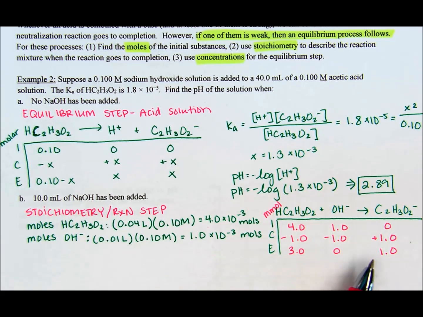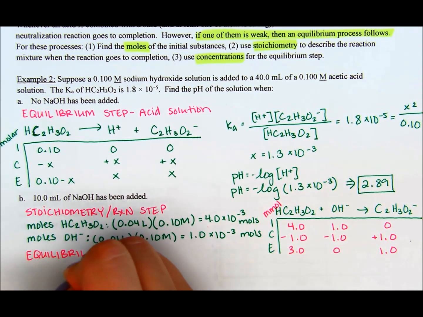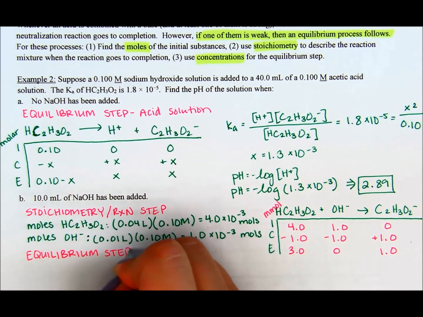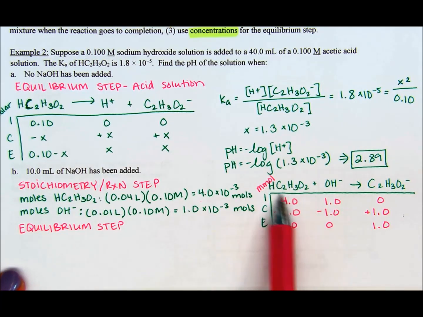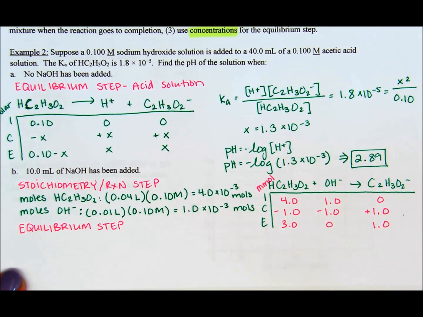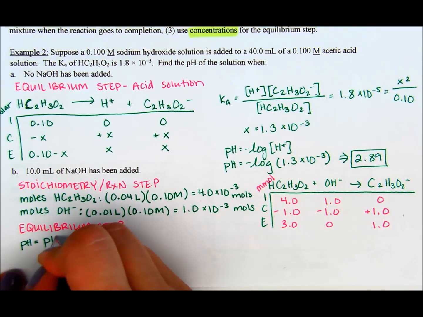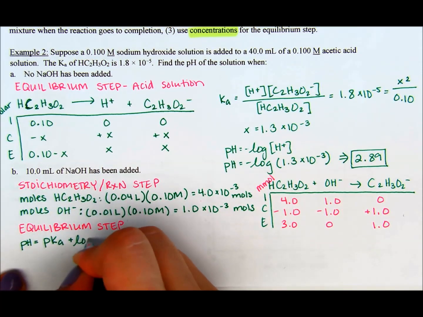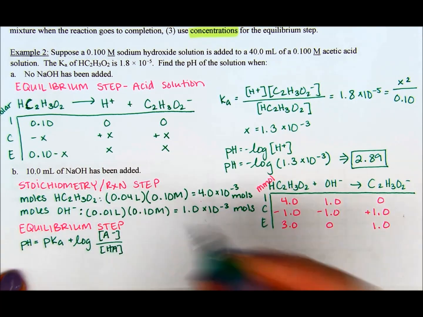Okay, next step, we have to see what this is at equilibrium. So this is an equilibrium step next, so this is step 3. Equilibrium step. And so you'll notice that this is a buffer at this point. So you have both your acid and you have your conjugate base in solution. So since this is a buffer, we can go ahead and use the HH equation, the Henderson-Hasselbalch equation. So again, you didn't have to memorize that. It's on the back of your periodic table. pH equals pKa plus log of the conjugate base over the concentration of the acid.